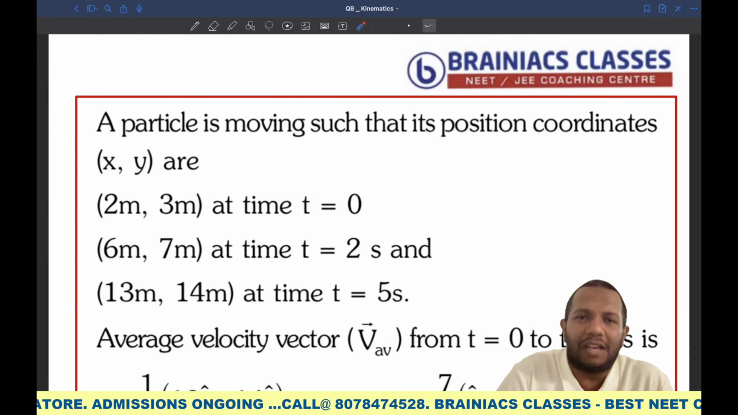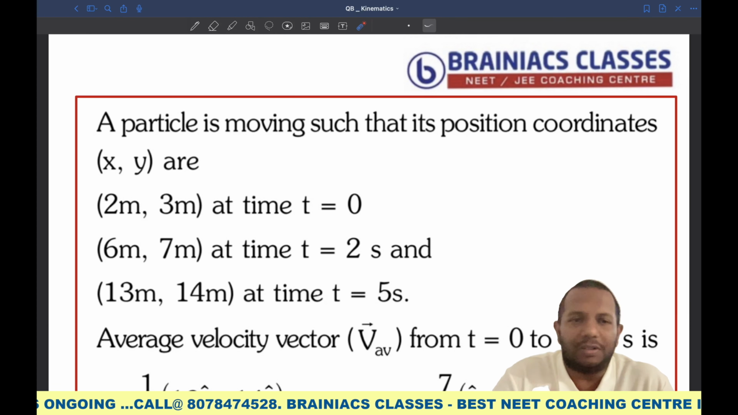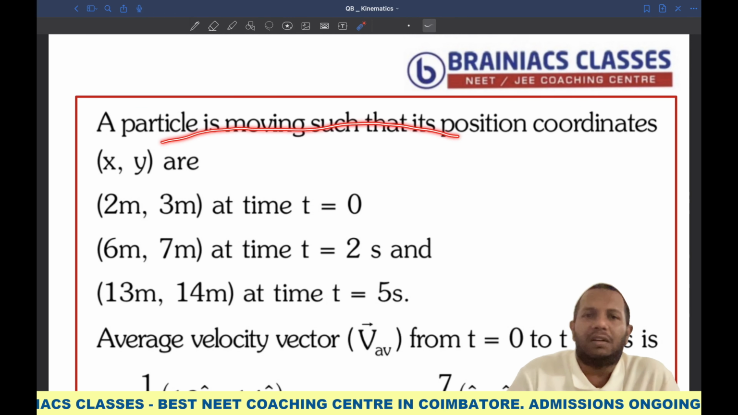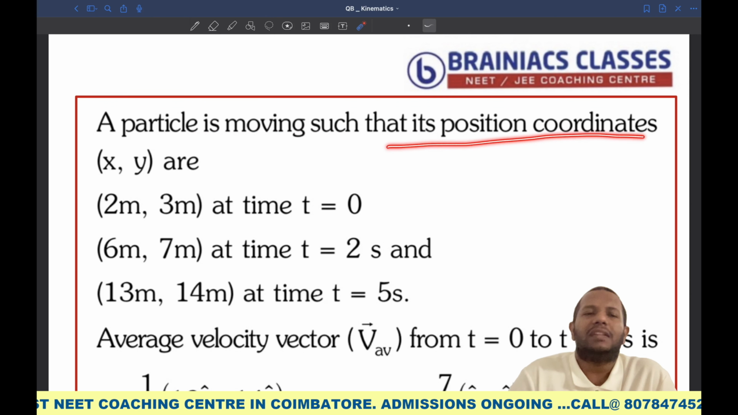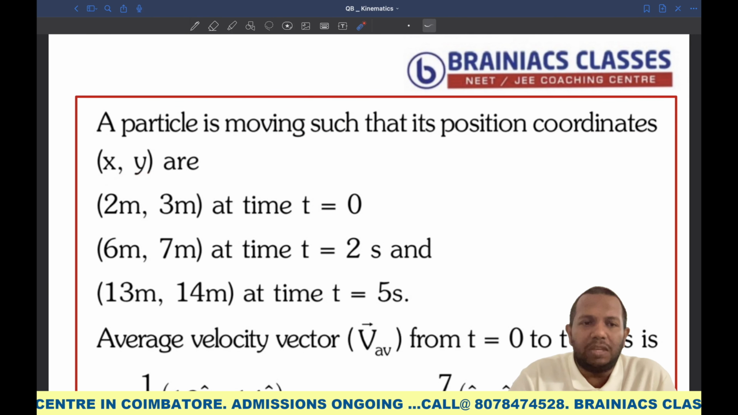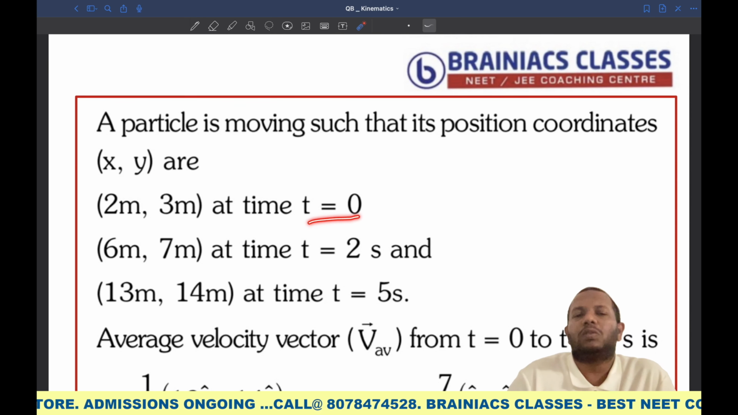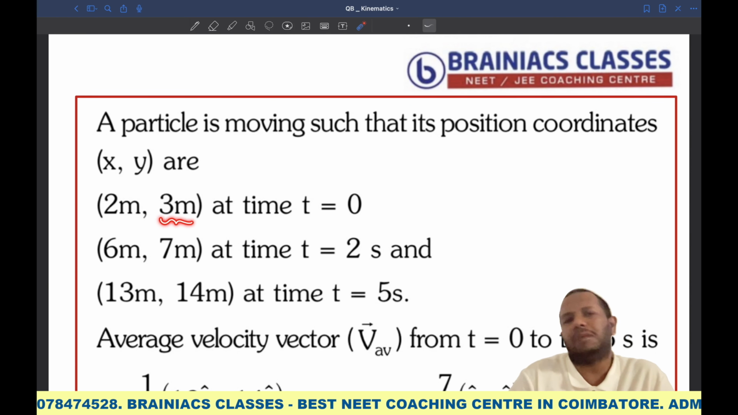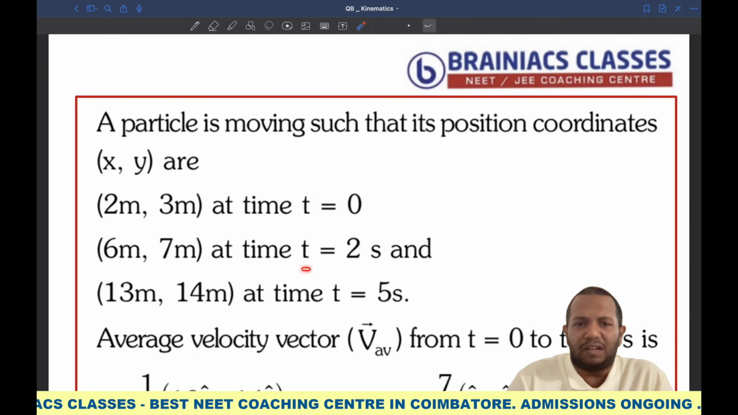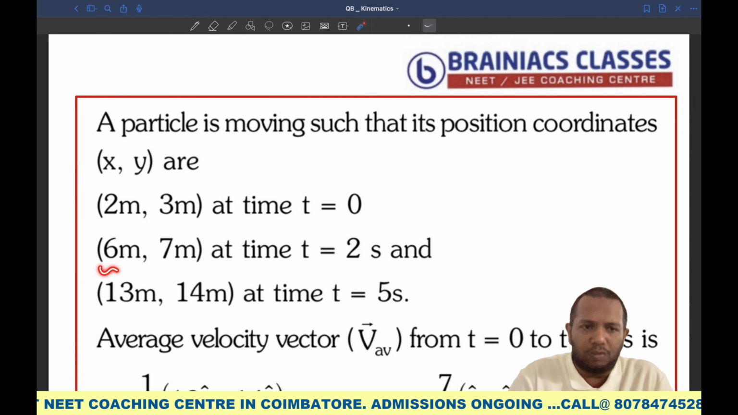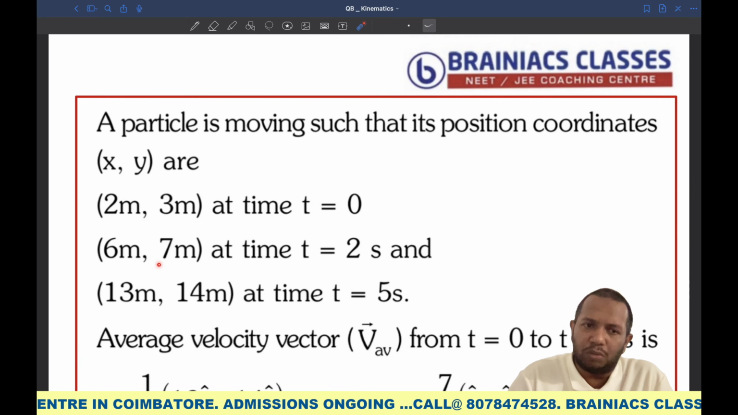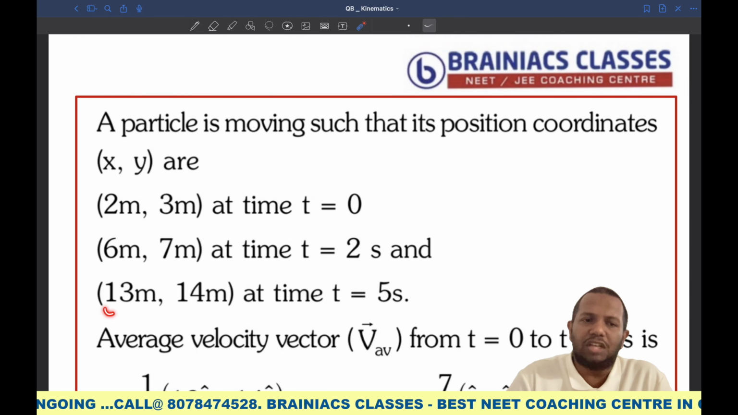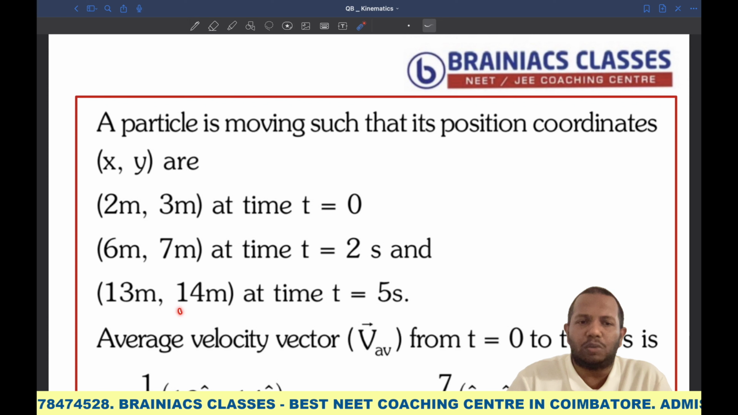I will first read through the question, and if you have a doubt, you can comment in the comment box. Here we have a particle which is moving in such a way that its position coordinates in xy are 2 meter, 3 meter at time t is equal to 0. This means that at time t is equal to 0, its x coordinate is 2 meter and its y coordinate is 3 meter. Now they are saying that at time t is equal to 2 seconds, its x coordinate changed to 6 meter and the y coordinate changed to 7 meter. Now after time t is equal to 5 seconds, the x coordinate again changed to 13 meter and the y coordinate changed to 14 meter.